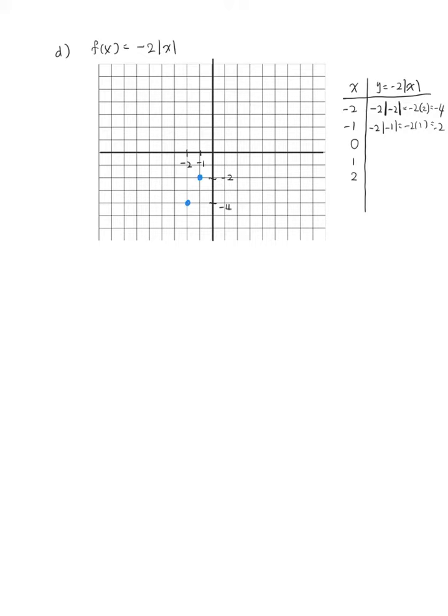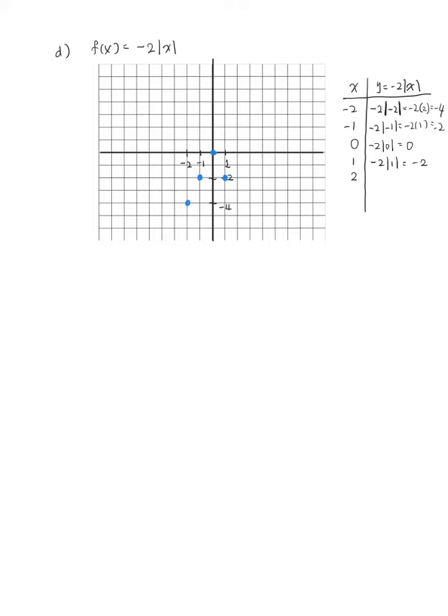All right, now let's go with when x is 0, then the y value is going to be -2 times the absolute value of 0, which is going to give us 0. So this graph is going to go through the origin, and then when x is 1, you're going to have -2 times the absolute value of 1, which is -2. So when x is 1, our y value is going to be back down to -2.